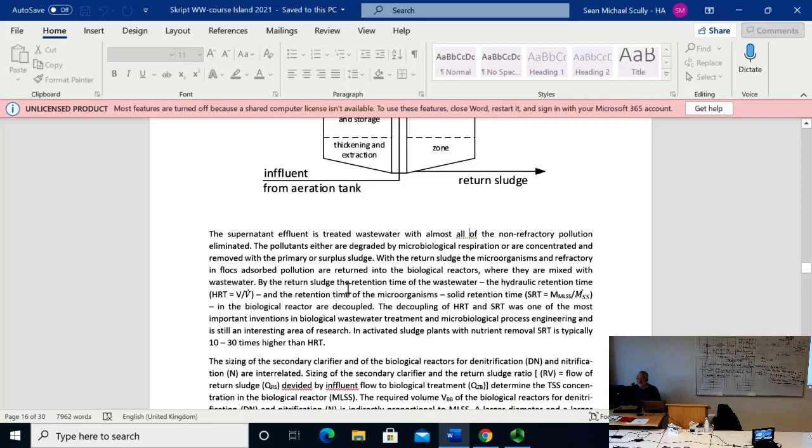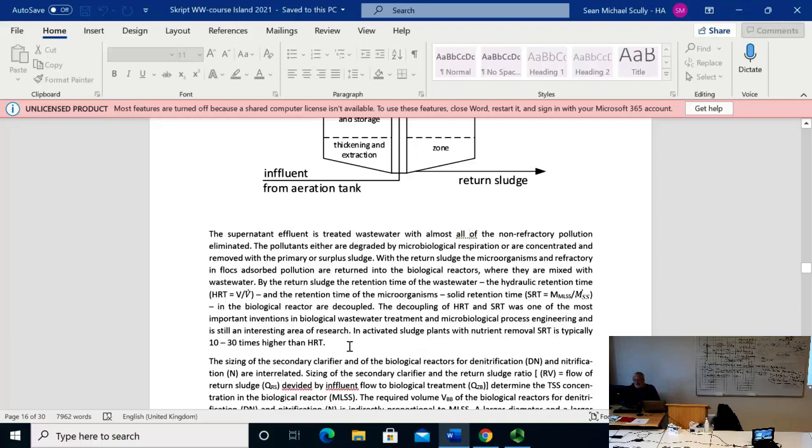By the return sludge, the retention time of the wastewater, the hydraulic retention time, and the retention time of the microorganisms, the solid retention time, in the biological reactor are decoupled. The decoupling of HRT, hydraulic retention time, and SRT, solid retention time, was one of the most important inventions in biological wastewater treatment, and microbiological process engineering was really the base for that. It has been done in wastewater treatment for all fermentation processes and is still an interesting area of research. In activated sludge plants with nutrient removal, SRT is typically 10 to 30 times higher than HRT.